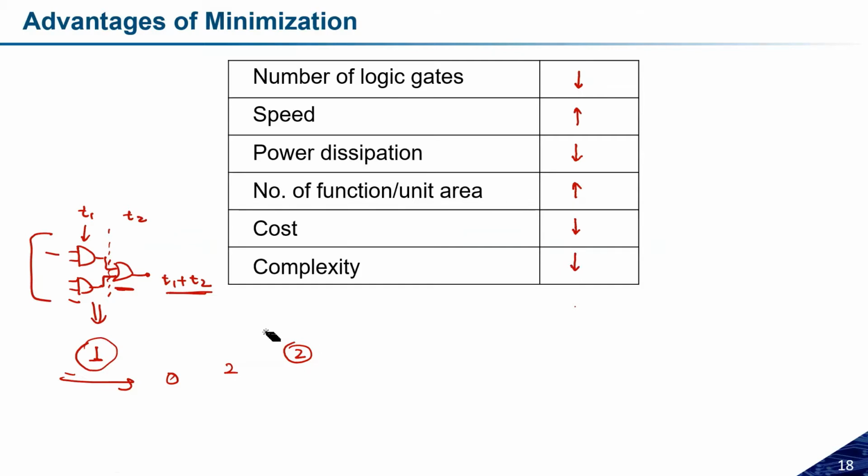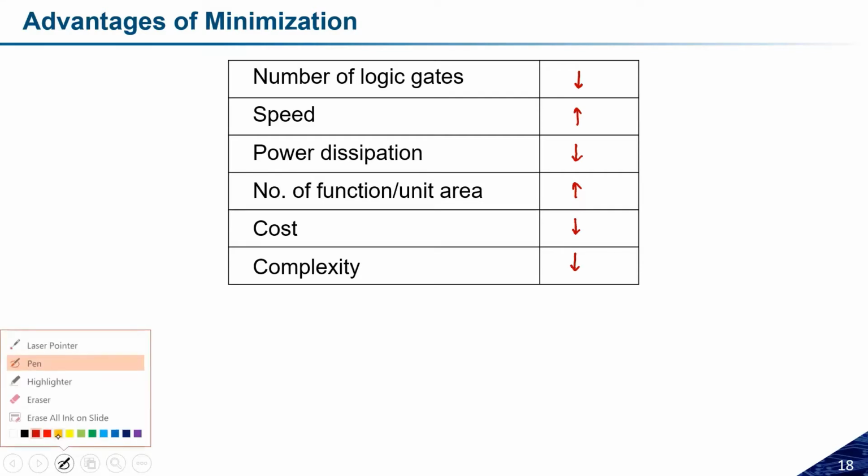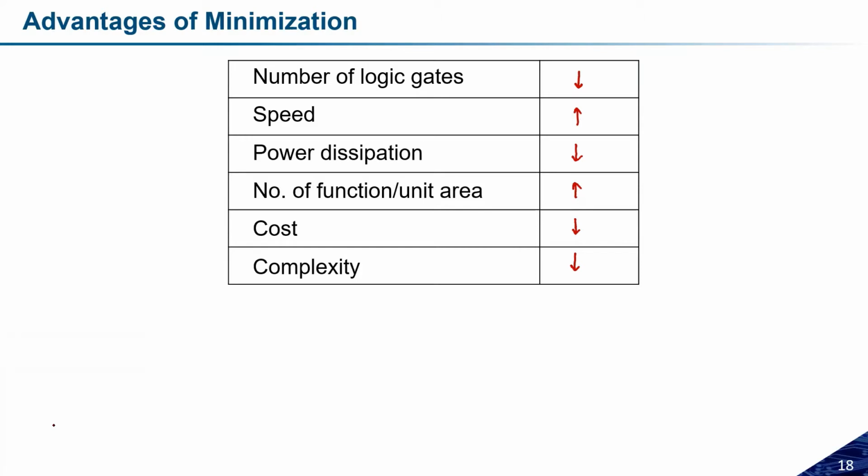So it is really very important to minimize the Boolean function with the minimum number of min terms or max terms. That will give you some benefit. These are some of the benefits which we will get after minimizing. Now let us try to take some examples. We took one example yesterday, but let us take one more example. Let us try to solve some questions.